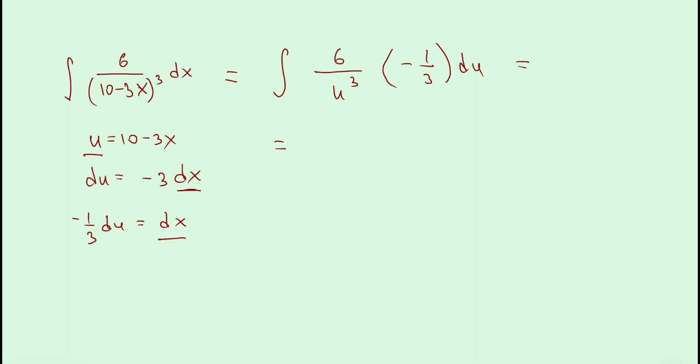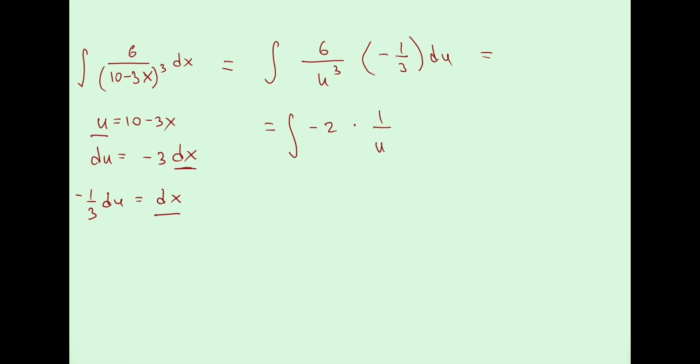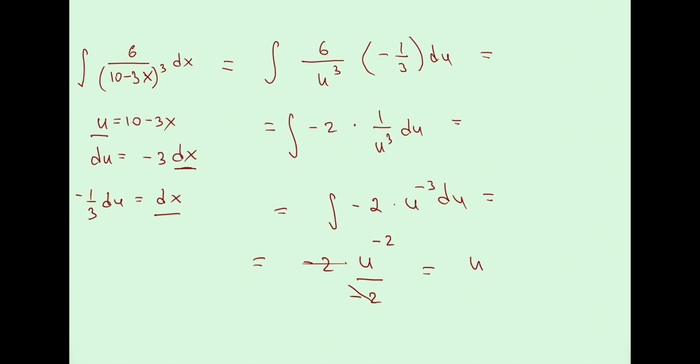And this would equal to, let's simplify, 6 times negative 1/3 is going to be negative 2 times 1 over u cubed du. And this could be rewritten as integration of negative 2 times u to the negative 3 du. Now this is something we could integrate easily, and we will get negative 2 times u to the negative 3 plus 1 power, which is negative 2, over negative 2. After simplification, we get u to the negative 2.